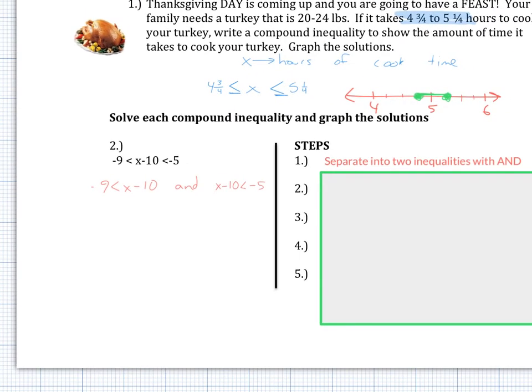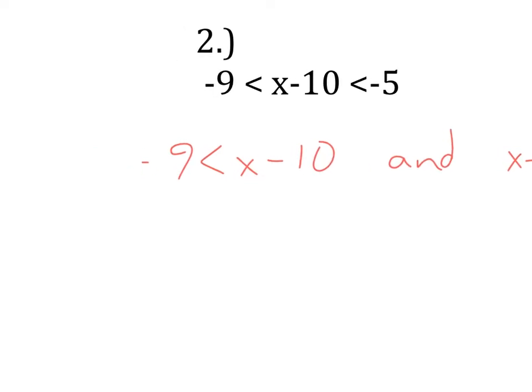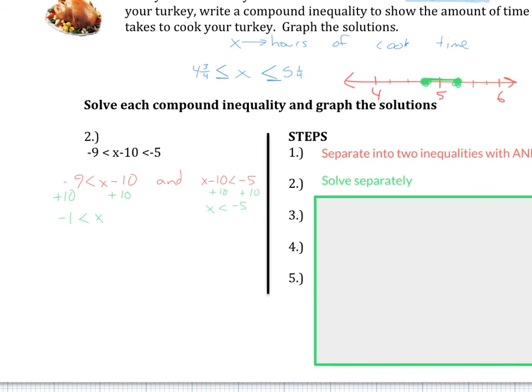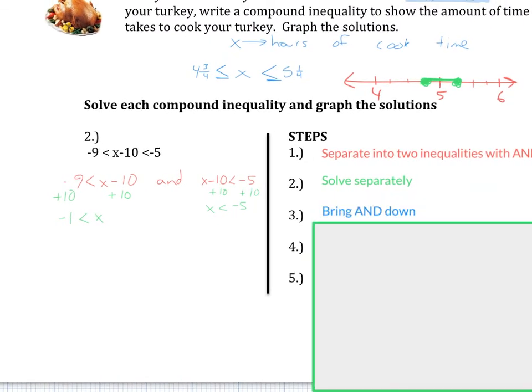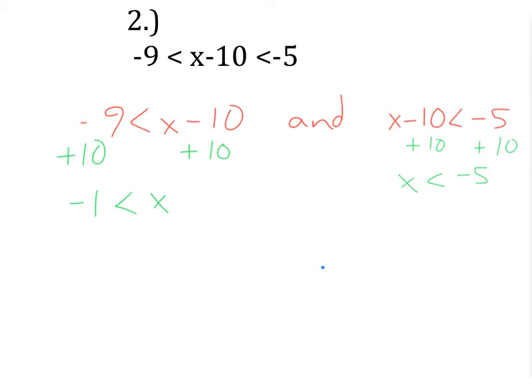The next step is to solve these separately. To solve this one, I need to add 10 to both sides, and I get negative 1 is less than x. On this one, I also add 10 to both sides, and I get x is less than negative 5. So I've got two separate simple inequalities. The next step is to bring the "and," quote unquote, down. To start combining these, I've got negative 1 is less than x, and x is less than negative 5.